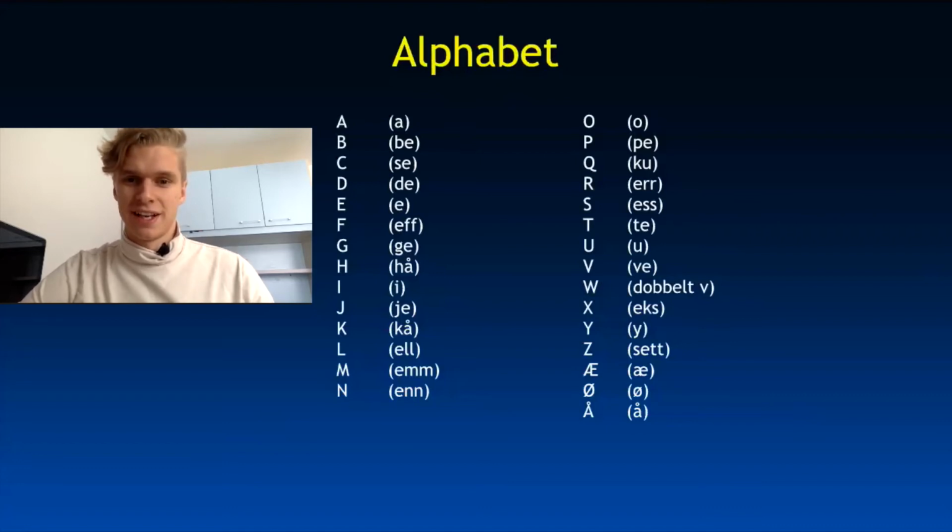And then we have S, T, U, V, W. W just means double V, so it's like W in English. X, Y, Z. Å is the first one which is different from the other alphabets. Å. The next one is Æ, and then Ø. Okay, so this is the alphabet.